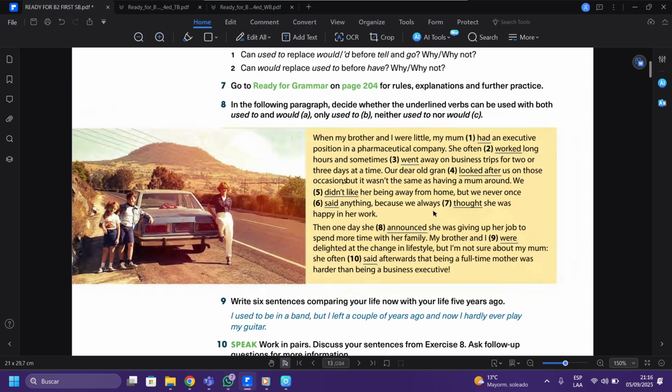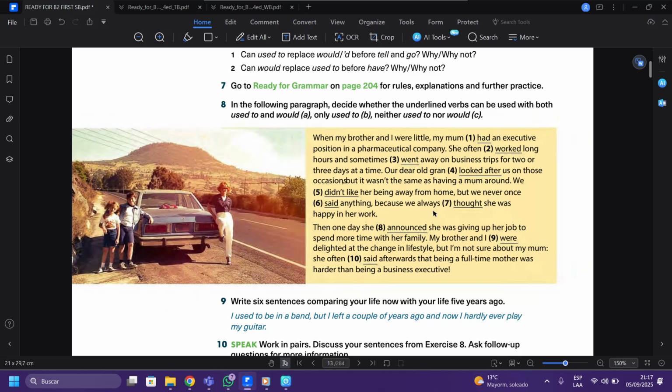Let's continue. Then, one day she announced she was giving up her job. Number 8, announced. We can say she used to announce, or she would announce, or neither. Any of them is possible. She was giving up her job to spend more time with her family.